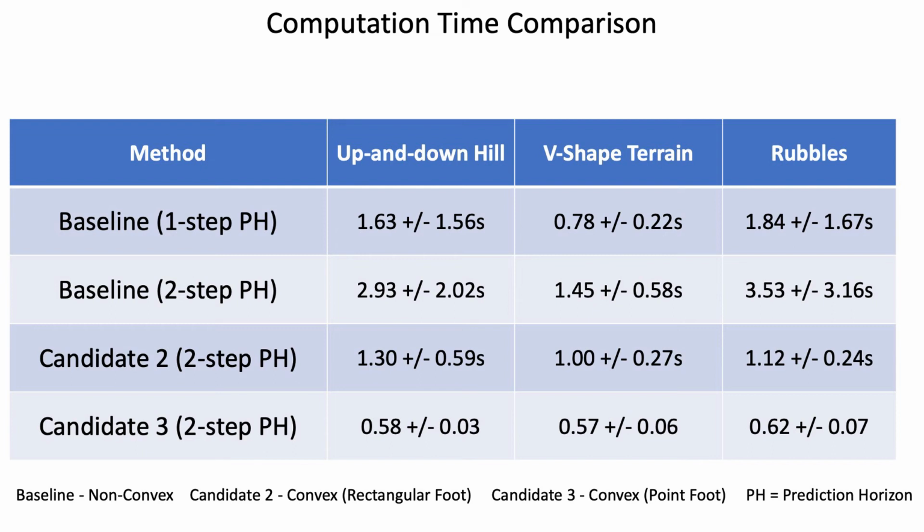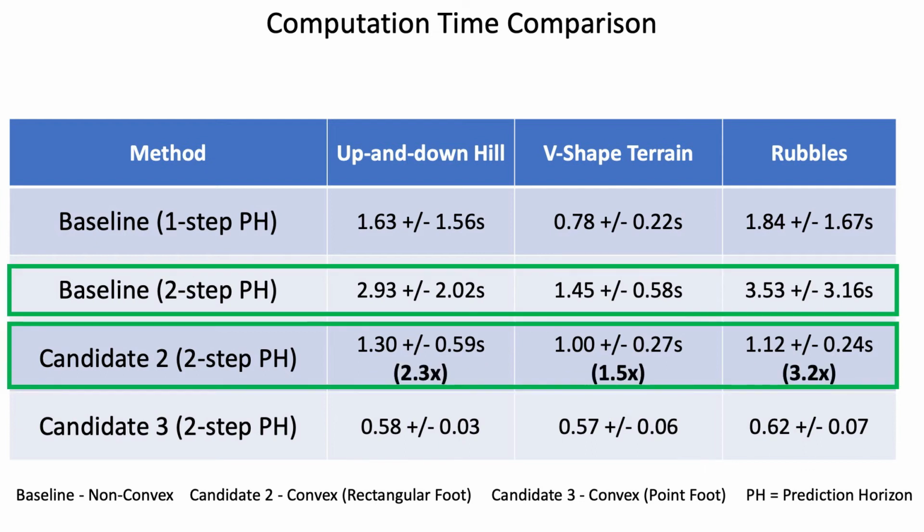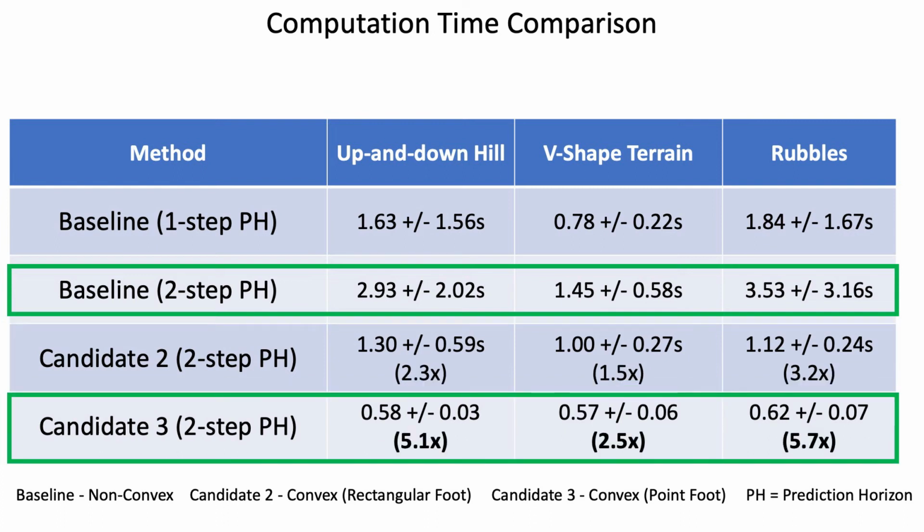To highlight the computation benefit of our approach, we compare the average computation time of each framework. Under same look-ahead horizon length, candidate 2 is averagely 2.3 times faster than the baseline. This suggests that the convexification in the prediction horizon can improve the computation time, despite the model dimensionality is increased. Also, candidate 3 achieves further computational improvement which is 4.4 times faster. This is because candidate 3 assumes point foot in the prediction horizon, which further reduces the model dimensionality.